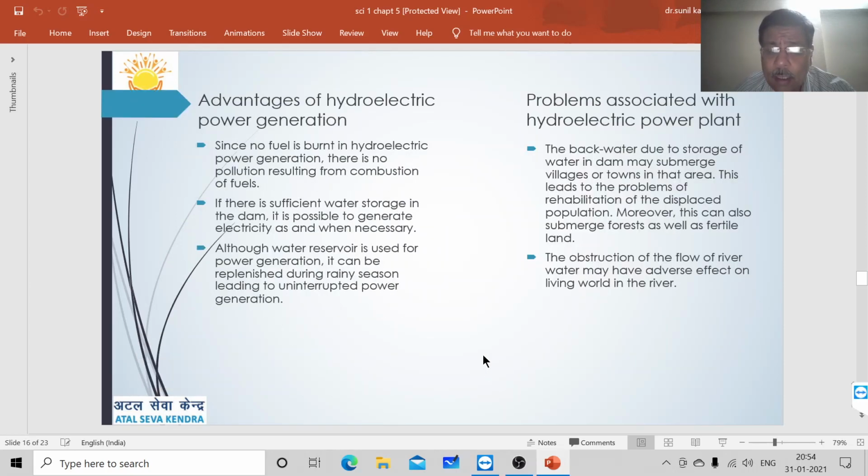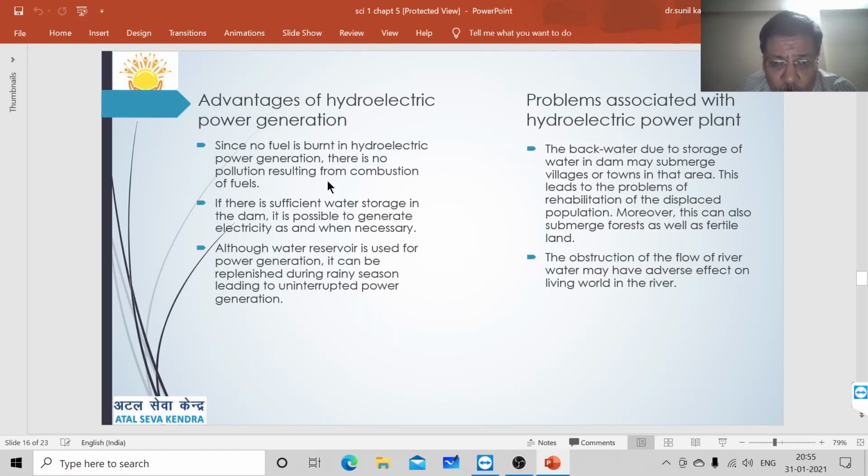Now this is an important question. Many times the board people do ask this question. The board's favorite question, I can say. What are the advantages and problems associated with hydroelectric power generation plants? Here, plant means the site where the hydroelectric power is being generated.